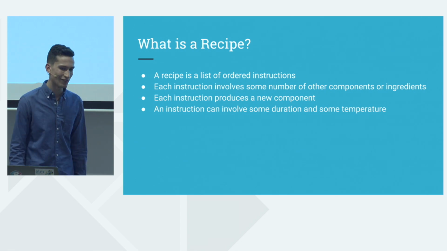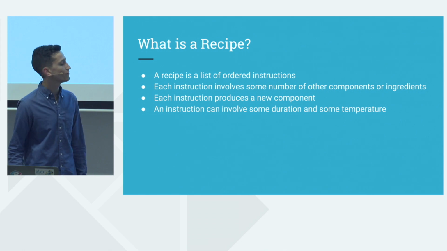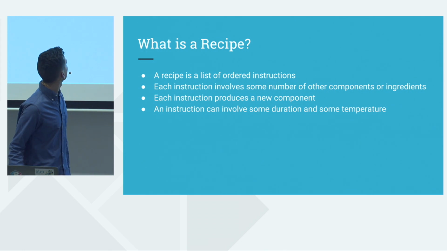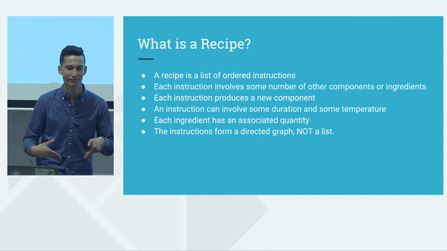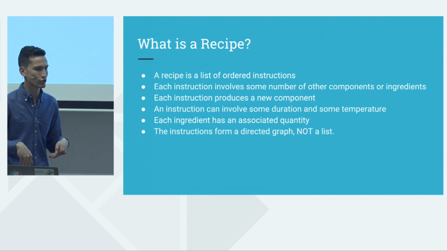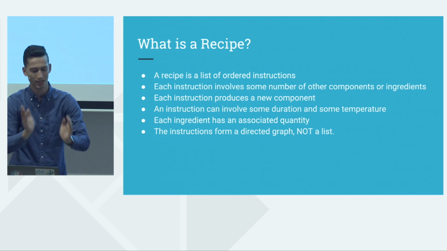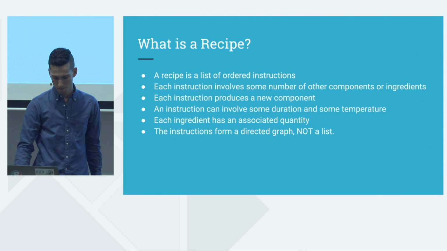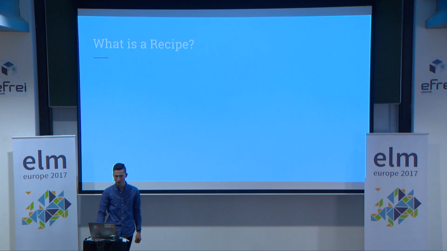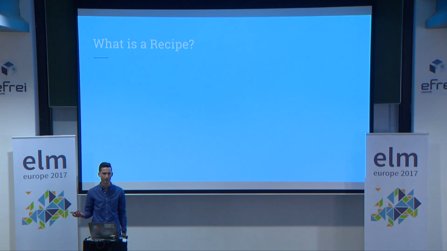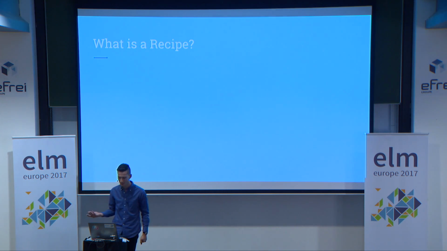An instruction can involve some duration and some temperature, unlike the ingredient, which involves some amount. Each ingredient has an associated quantity. And finally, the instructions form a kind of weird directed graph and not exactly a list or a tree, because they can break off and be recombined, right? So then I got to thinking, okay, how can I take these qualities and make a type out of them, right? What do I need to consider?